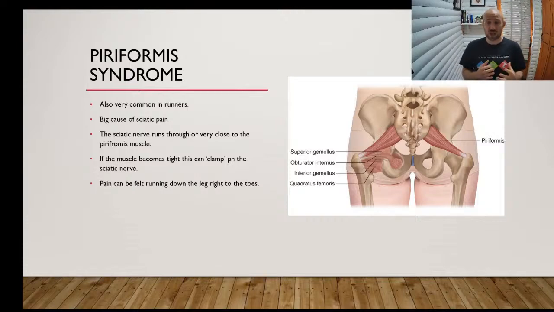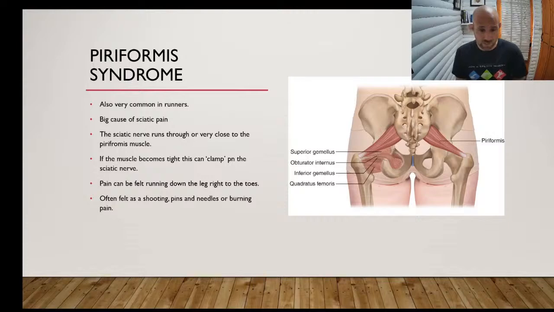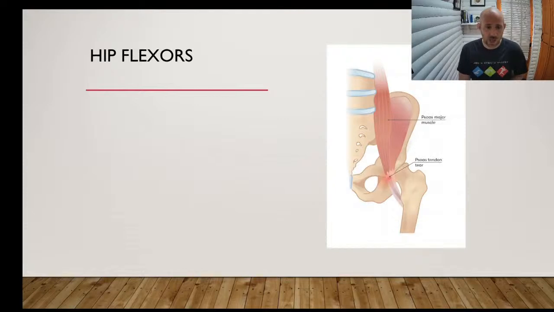So again, if you've got sciatic pain, if you've got pain in the hip and it's running down the leg, it can very much be a problem of this piriformis muscle. And people often describe this as like a shooting, burning, tingling, pins and needles type sensation running down their leg, which lends us to thinking that it is a sciatic type problem.